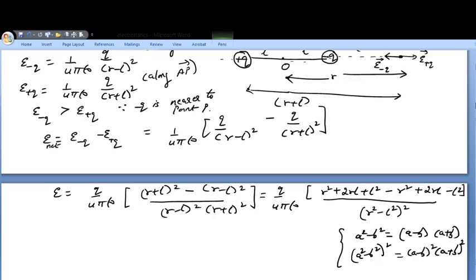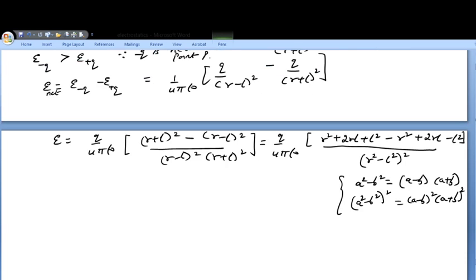So now we have equation E. E is equal to Q upon 4 pi epsilon naught. Many of the things will be cancelling here, so these things will cancel out. So you will have 4RL upon (R square minus L square) the whole square.